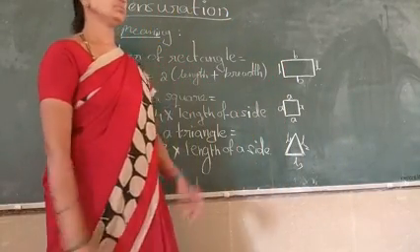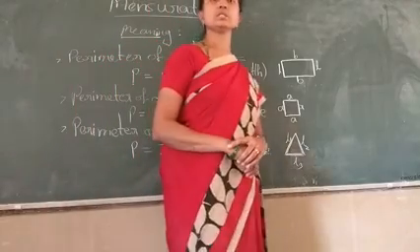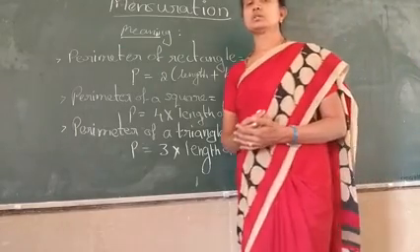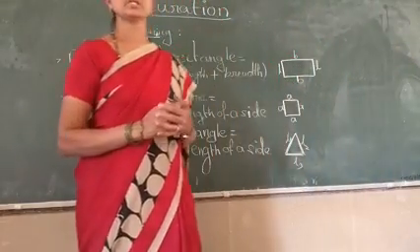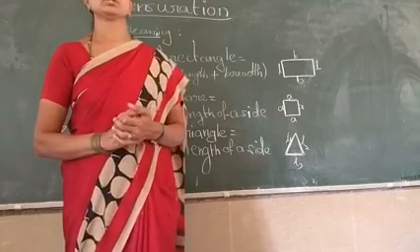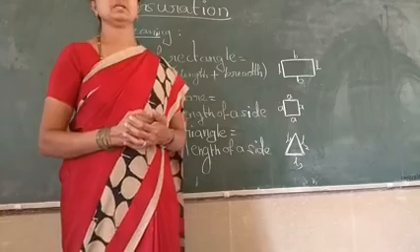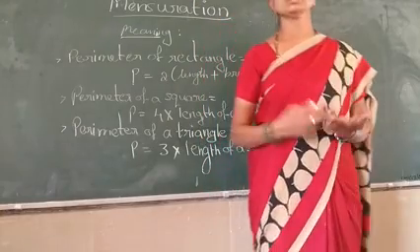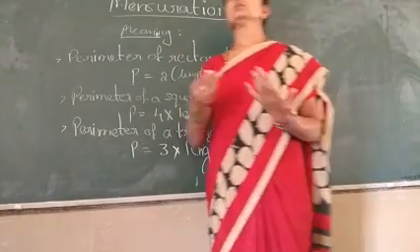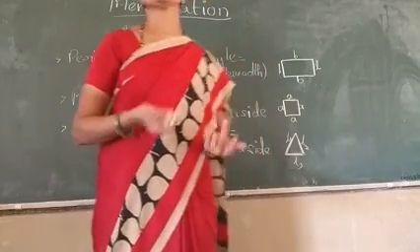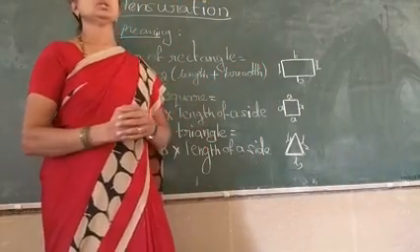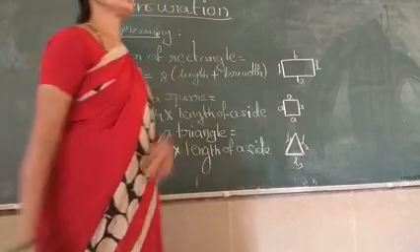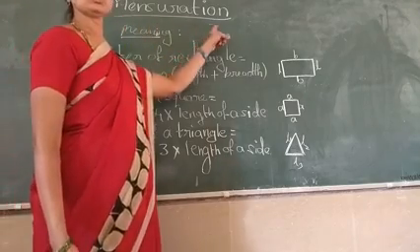Today's topic is mensuration. Mensuration is the branch of mathematics concerned with the measurements of geometrical shapes and figures such as rectangles, squares, triangles, and also cylinders. So their perimeter, length, breadth, volume, area, surface area and lateral surface area are all concerned with this branch of mathematics, that is mensuration.